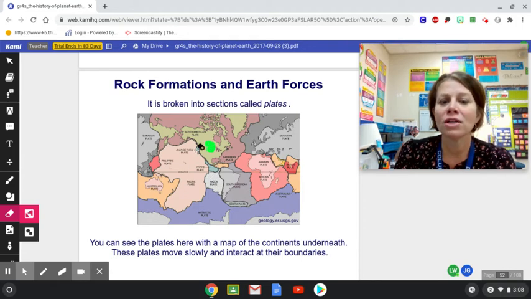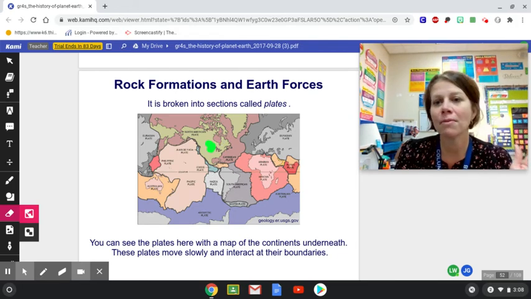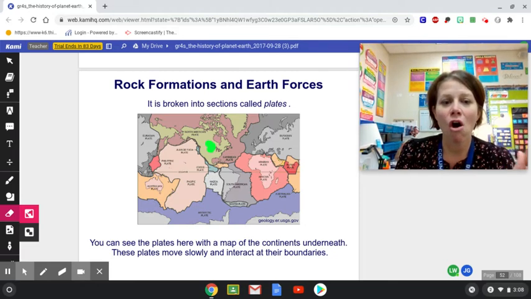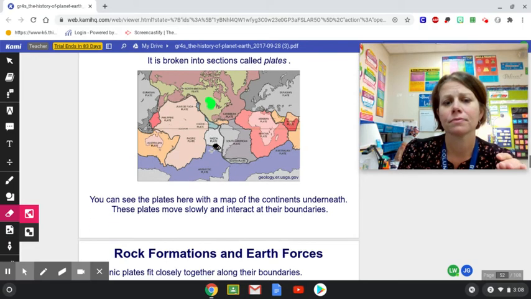If you notice, this green dot I put here is where we are on North America. And we are on a continental plate. Okay. There's oceanic and continental. We're going to be talking about those in big time detail coming up here. But if you notice, they all are floating around on this thing called the mantle. We can't see the mantle, but these plates are miles deep. But these plates are constantly floating and they interact.